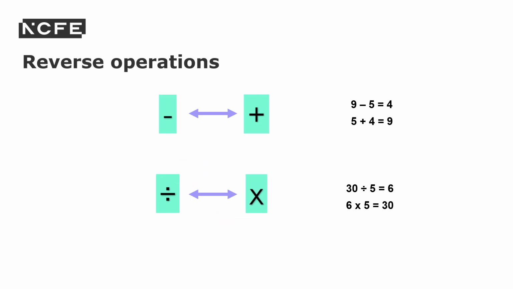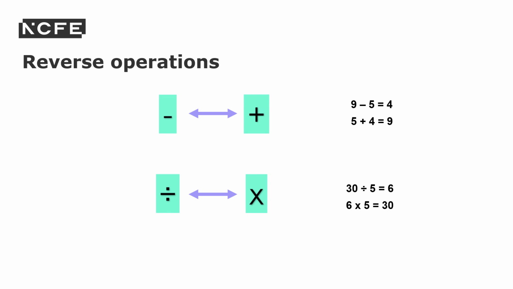With multiplication and division, the opposite of multiplication is division. So to check a division calculation, we can complete a multiplication and vice versa. So 30 divided by 5 is 6. Is that correct? Well, is 6 times 5 30? Yes, it is. So we know it's correct.